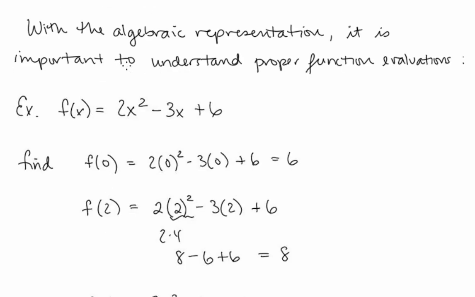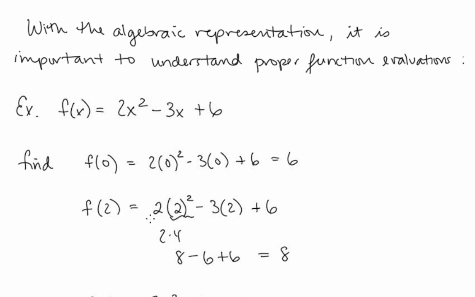With the algebraic representation, it's important to understand proper function evaluations. So let's take a look at this function f of x equals 2x squared minus 3x plus 6. And let's take a look at some function evaluations. The simplest one would be, for example, f of 0. Well, f of x is 2x squared minus 3x plus 6, so f of 0 is going to be 2 times 0 squared minus 3 times 0 plus 6. And so that simplifies to just 6.